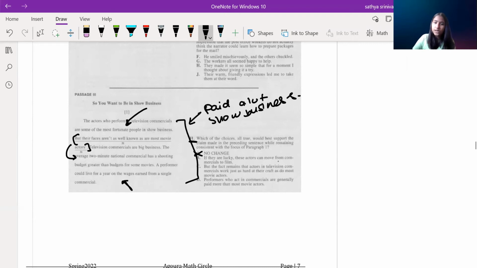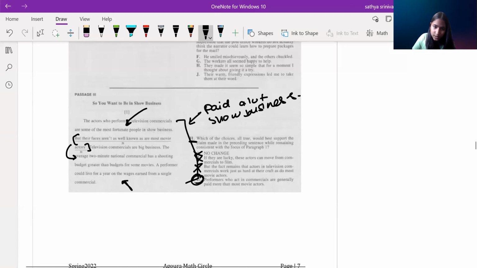If they're lucky, these actors can move from commercials to film. Again, the focus of this paragraph is not talking about comparing commercials to films or talking about fame of the people who are in commercials, but more about the money that they get, right? So it's not B. C is talking about, but the fact remains that actors in television commercials work just as hard at their craft as do most movie actors. Again, nowhere here does it talk about movie actors or about how hard they work, right? It's mainly talking about money, right? So C would not be the right answer.